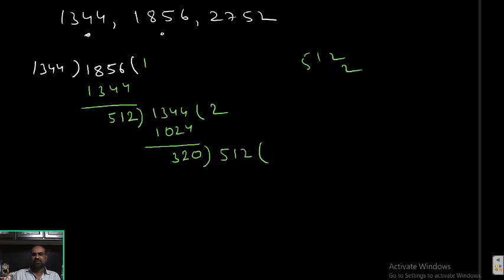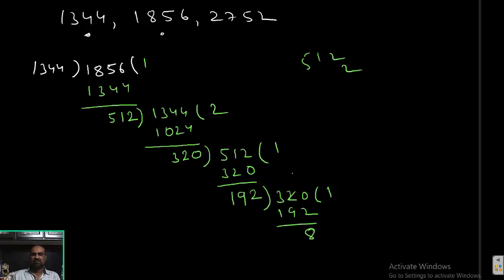So 512, ones are 512, 320, so this is 192. 320, twos are 400, ones are only 192, 128. Here 128 and 192. Again ones are only 128.